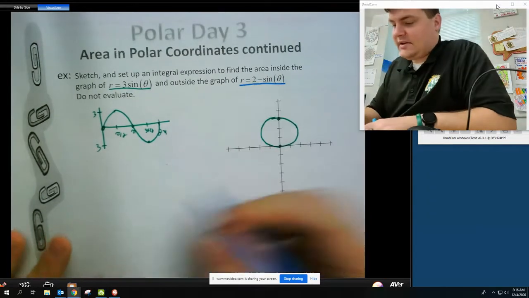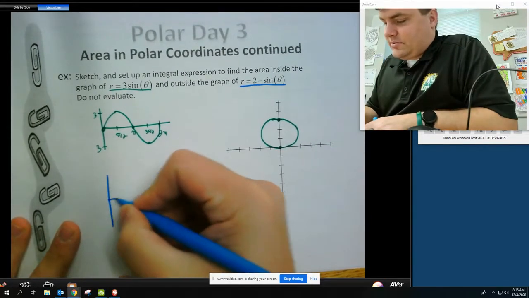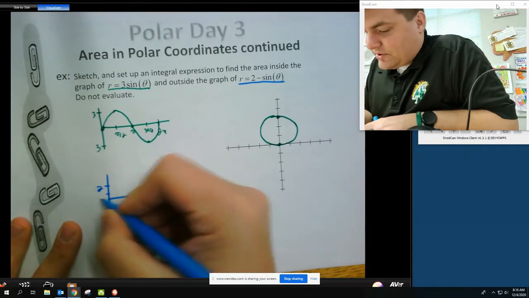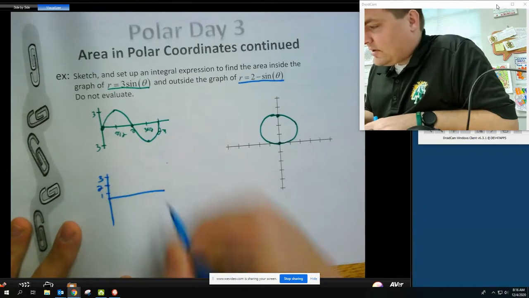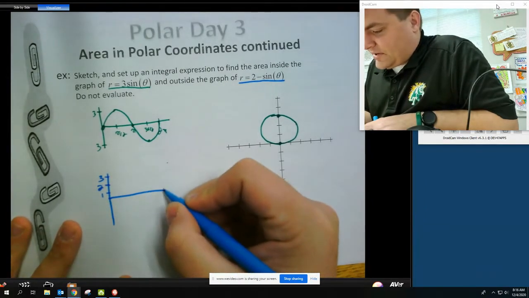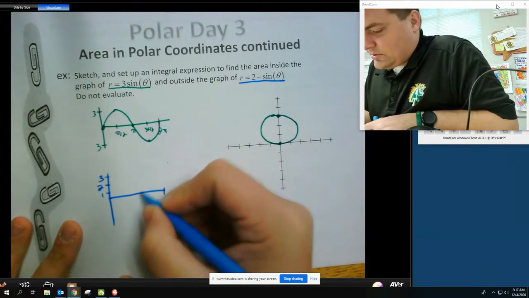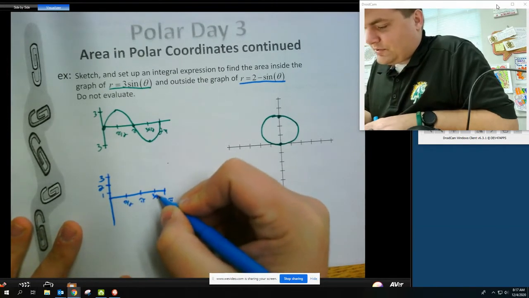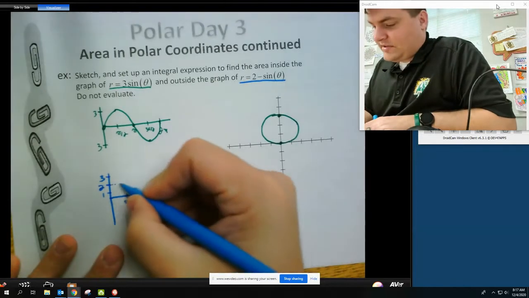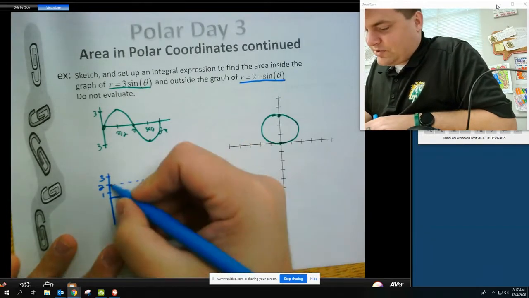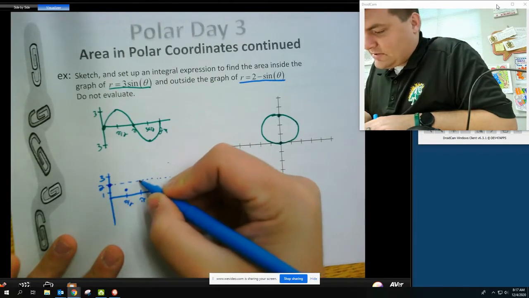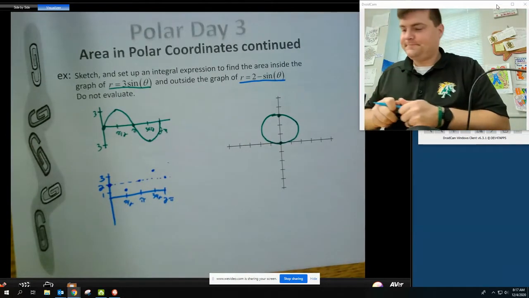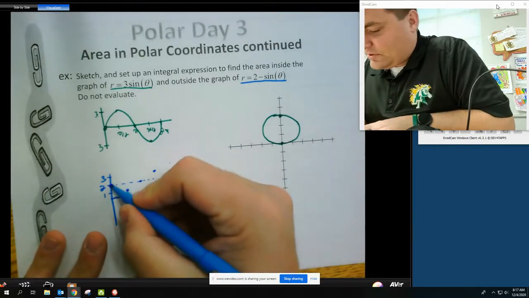That's 2 minus sine theta. So I'm going to start up here at 2, and actually amplitude is just 1. So I'm going to go down to 1, up to 3. Same thing, I'm going to go all the way out to 2 pi. Pi over 2, 3 pi over 2. I'll add a sinusoidal axis, just for a reference, makes it a little bit easier. So it's going to look something like this.